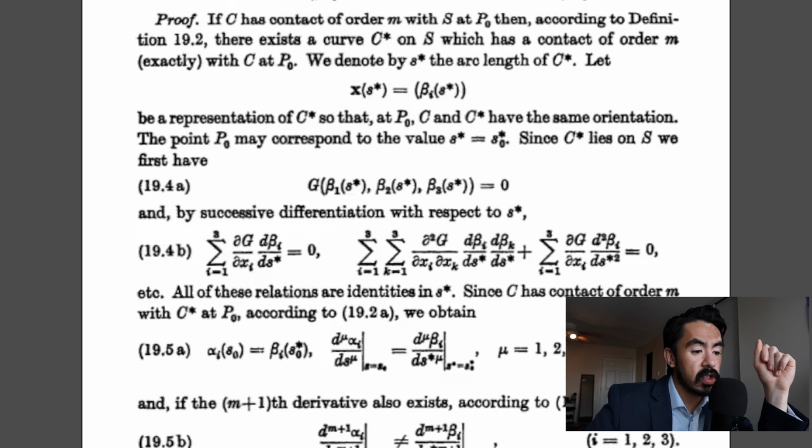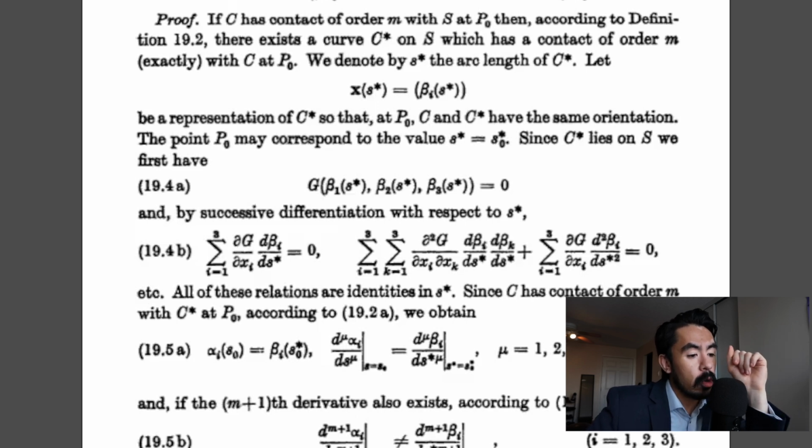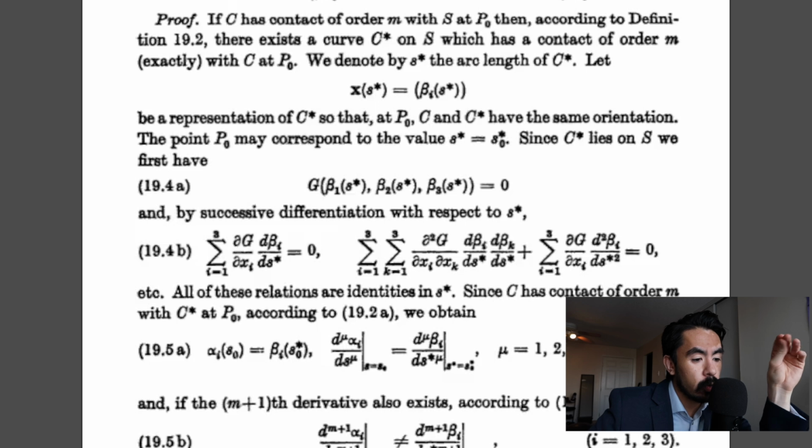We denote by s star the arc length of C star. Let then the parametric vector x evaluated at this particular arc length variable s star of the curve C star equal these functions beta sub i in terms of s star. Let that be a representation of C star, so that at the point P naught, C and C star have the same orientation. The point P naught may correspond to the value s star equal to s star naught.